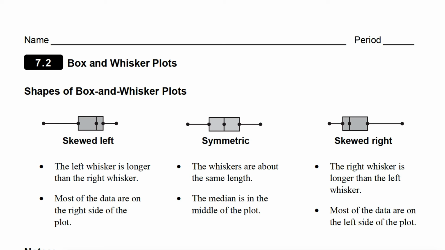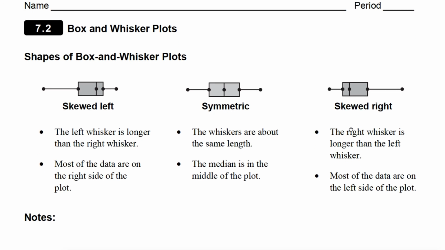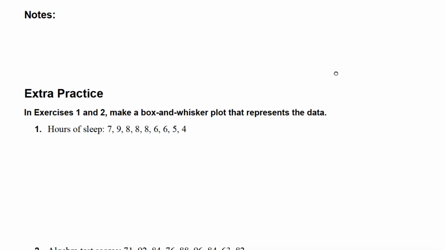This video is for 7.2 box and whisker plots. On the top of the page here, we just get a reminder of what everything represents. We see that we have skewed left because the tail is longer on the left than the right. Symmetric, the tail is the same on both sides, or whisker if you want to call it that. Skewed right, the tail is longer on the right than the left. So that's just a reminder of what those represent.